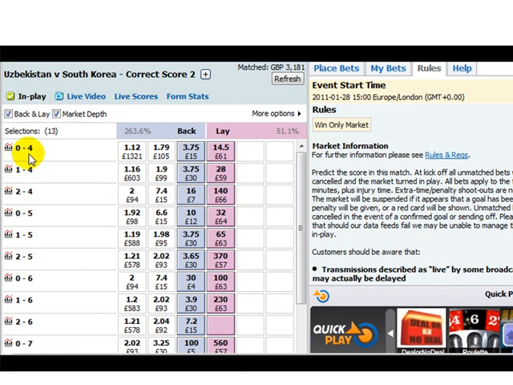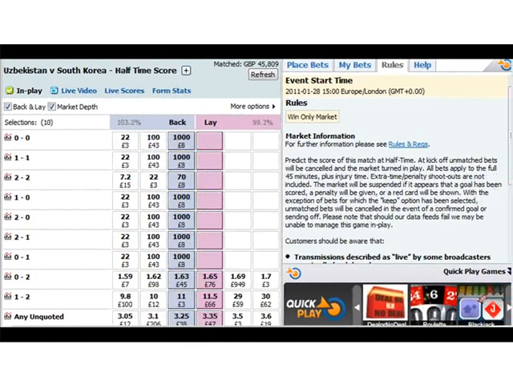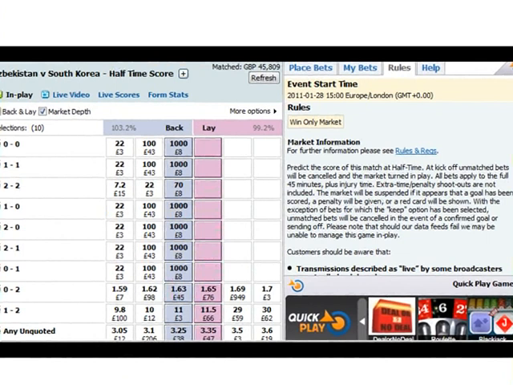There we go, I've got 0-4. It was, I think, 20s or 22s at kick-off. I considered backing that, but I decided actually to cover the over 4.5 market instead. Now, what I was doing here, it was 0-2.